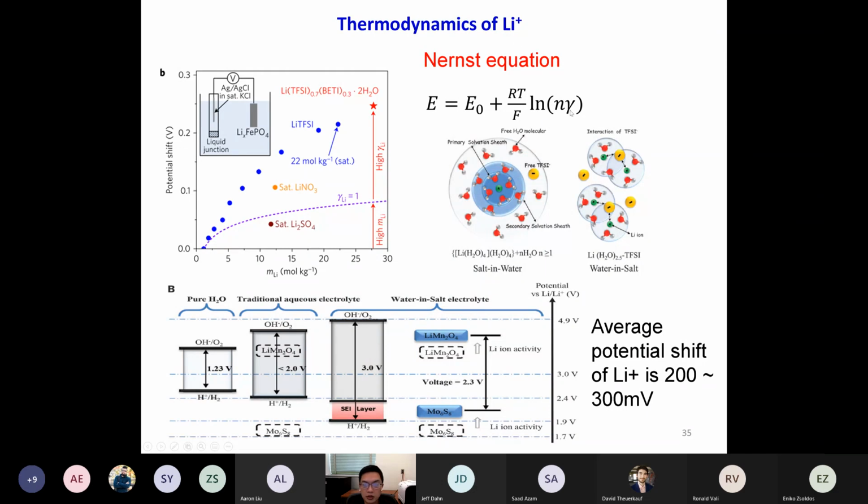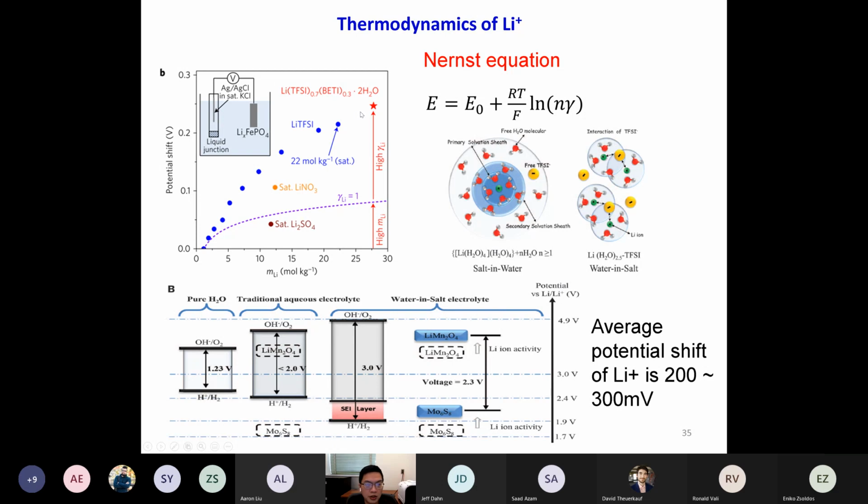And the next thing is the thermodynamic change of the lithium ions. So with the same Nernst equation, if you increase the lithium ion concentration, you will certainly lift up the equilibrium potential of the lithium chemistry in the electrolyte, right? But another thing is the activity coefficient also affects a lot, because if you limit the coefficient to 1, even if you raise the lithium ion concentration to 28 molar, you only have about a 50 millivolt increase of the reaction potential.